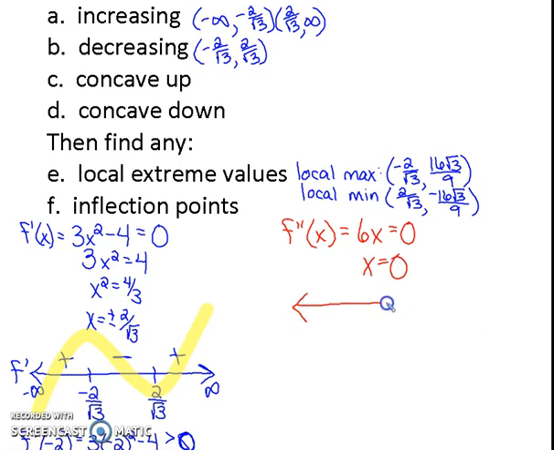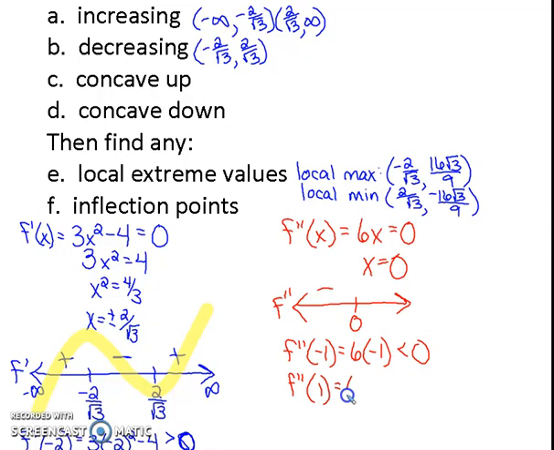So now I'm going to make a sign line for my second derivative, and the only value on it is when x is 0. If I pick a number to the left, let's say negative 1, and substitute it into my second derivative, I would get a negative number. And if I substitute, say, a positive 1 to the other side, I would get a positive number. So that tells me three things. Any place where the second derivative sign line is positive is where your original graph is concave up. And any place where the second derivative sign line is negative is where the original graph would be concave down.